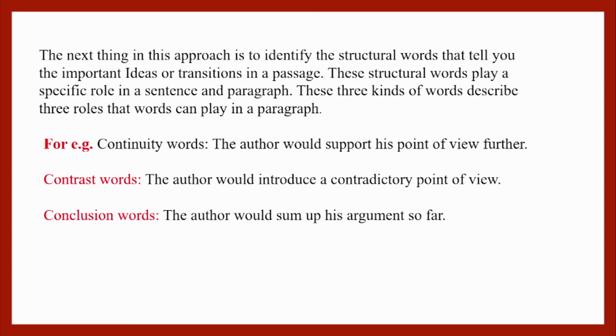Now the next thing in this approach is to identify the structural words that tell you the important ideas or transitions in a passage. And these structural words play a specific role in a sentence and paragraph. These three kinds of words describe three roles that words can play in a paragraph. For example, first is continuity words. In this, the author would support his point of view further. Then second is contrast words. In this, the author would introduce a contradictory point of view. Then third is conclusion words. In this, the author would sum up his argument so far.